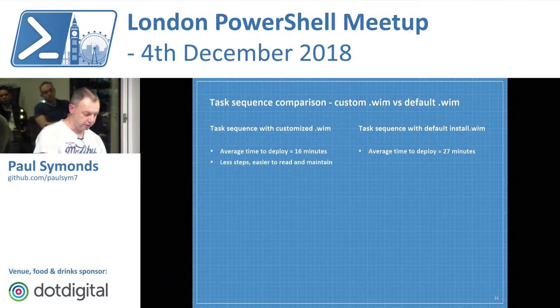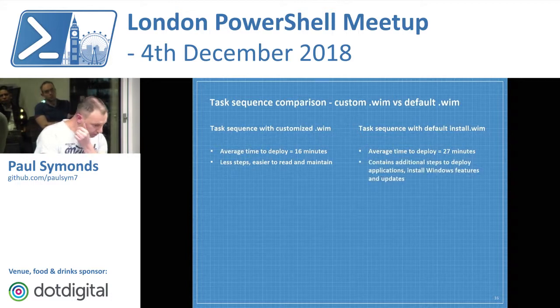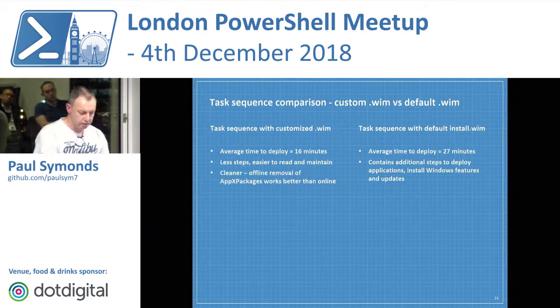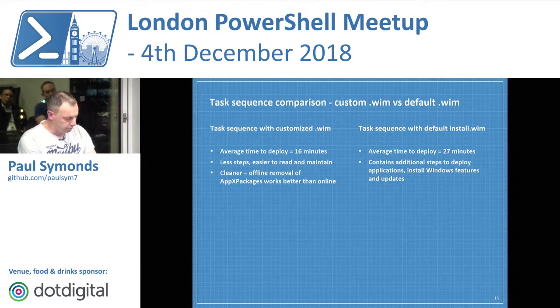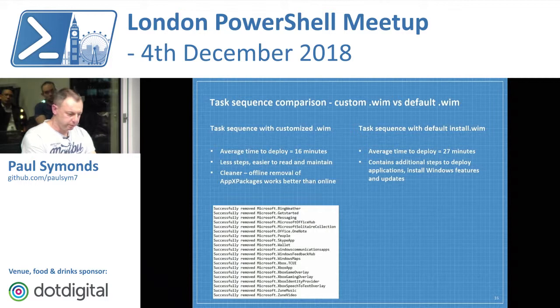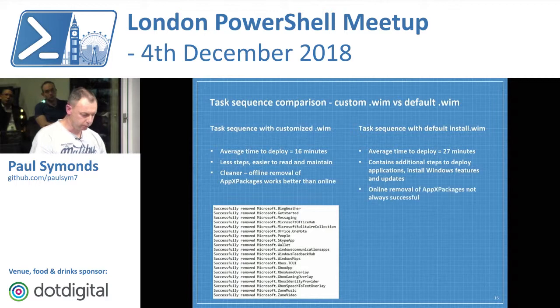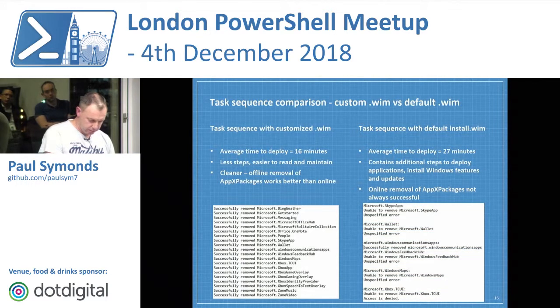The customized WIM task sequence is easier to read. The other one has more steps in it to do all the other bits and pieces that are in the custom WIM. And with the cleaner image, the offline removal tends to work a lot better, I found, than online removal. So from the log file that the remove appx packages file generates, you can see that offline they're all successful. Doing the same thing online, there's a number of errors and things do not get removed with no clear reason as to why. My guess would be that files are in use and things.